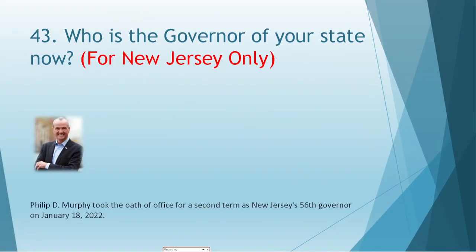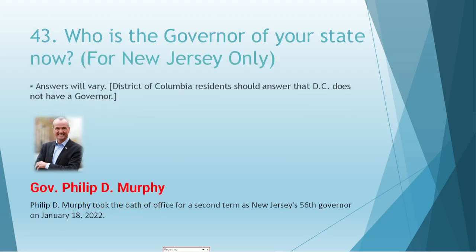Number 43. Who is the governor of your state now? This is applicable for New Jersey only. It's Governor Philip Murphy.